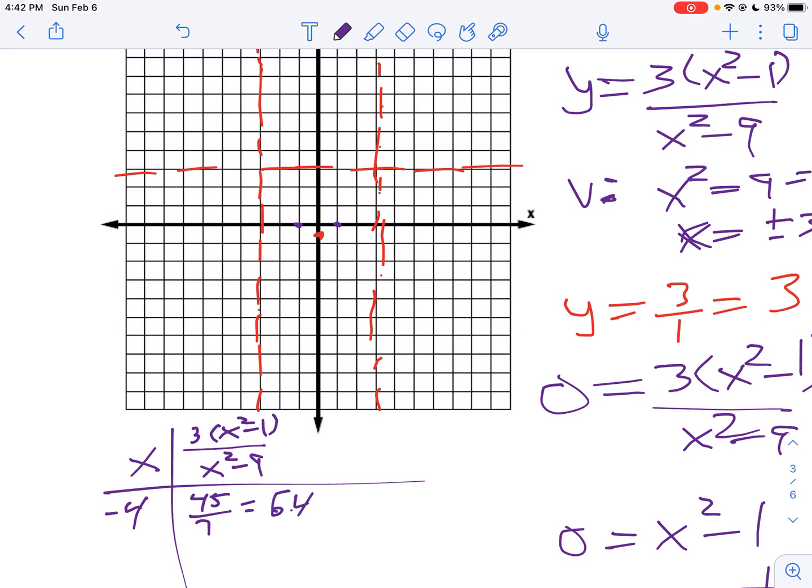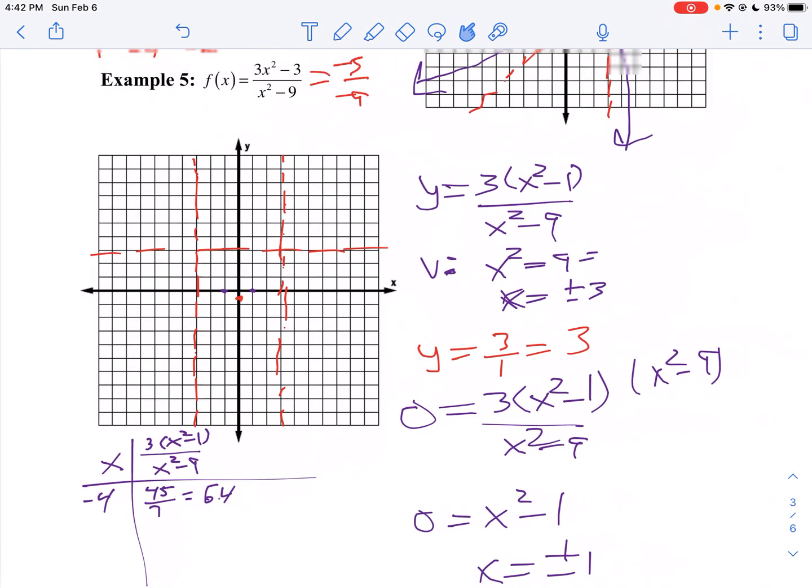So what happens is when I'm to the left 4, I'm going to be up 6.4. So here I am to the left, 6.4: 1, 2, 3, 4, 5, 6, somewhere right about there. So in other words, my graph is going to look like that, isn't it?